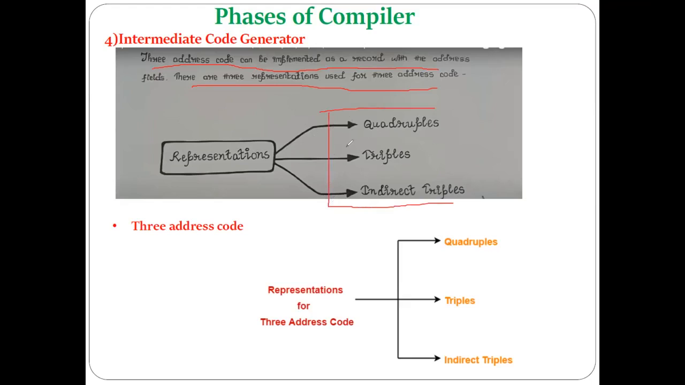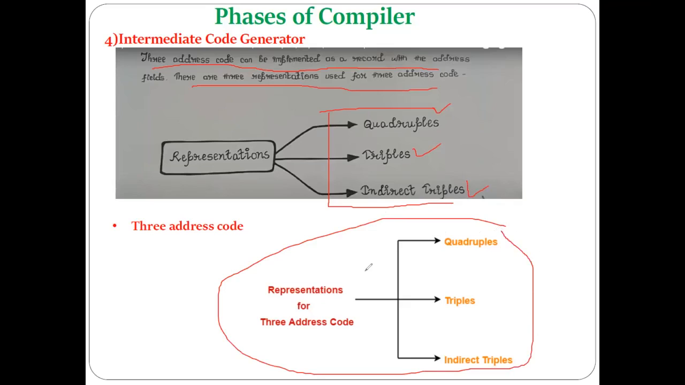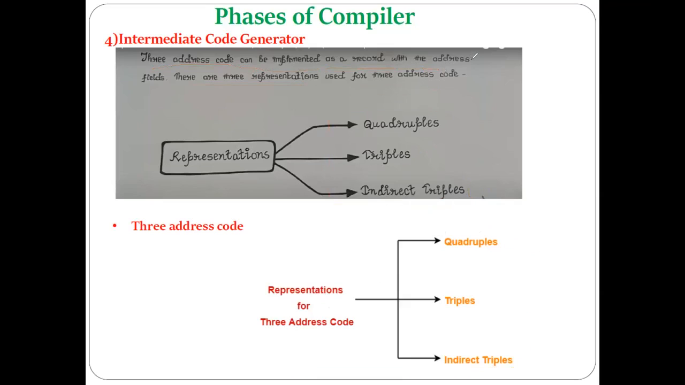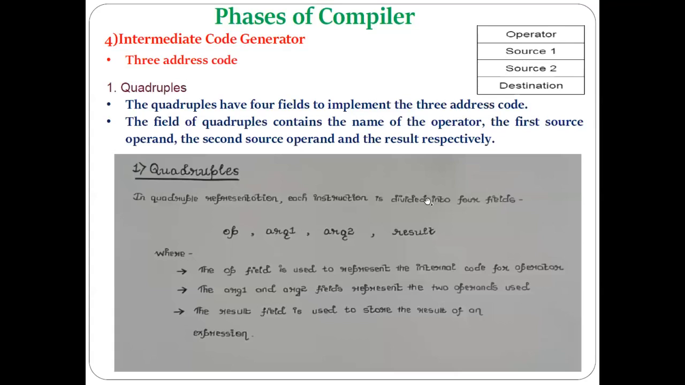You can see here: representation of three address code as a quadruple, representation of three address code as a triple, or representation of three address code as an indirect triple. The same thing I have mentioned in another diagram also. So these are the different representations of three address code. With an example, we will see what exactly quadruple, triple, and indirect triple are.